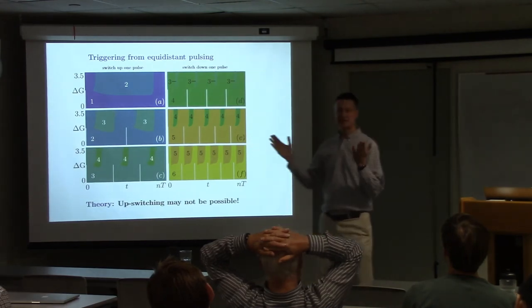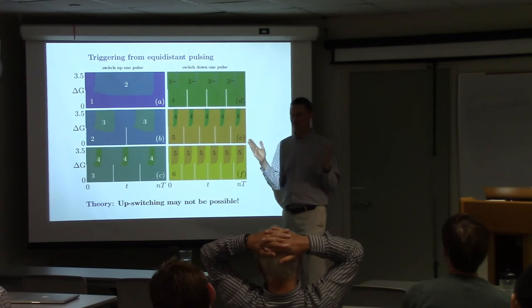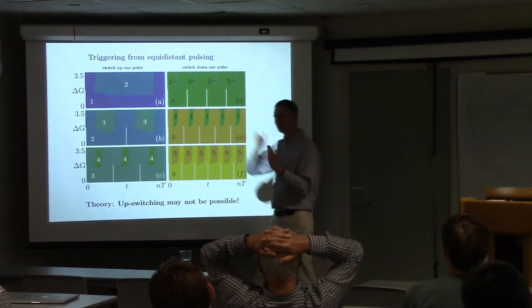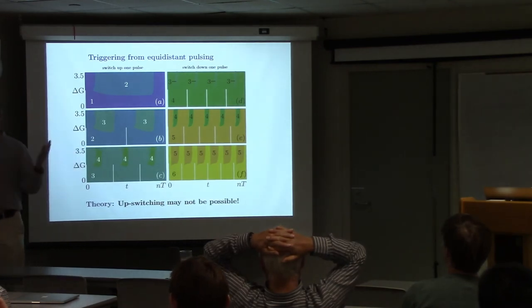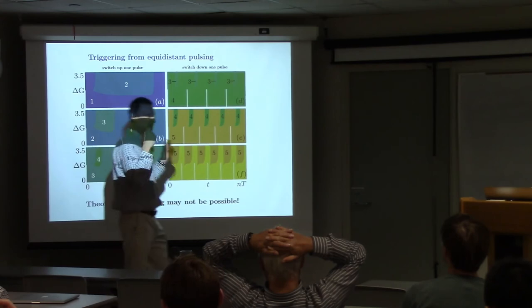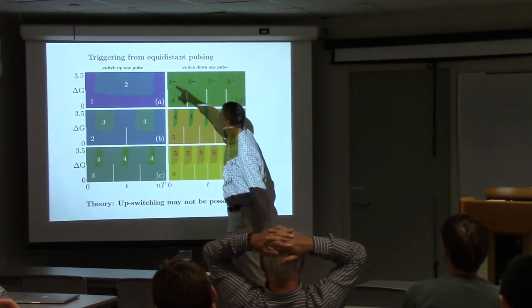So 3, in some sense, is extremely stable. You can almost perturb it any way you like. If you trigger a pulse, then it wipes out another pulse, or it doesn't survive. If you're at 3 in this particular configuration, you can't trigger a fifth one. And even going down to 3 is not easy. You have to time it exactly right.